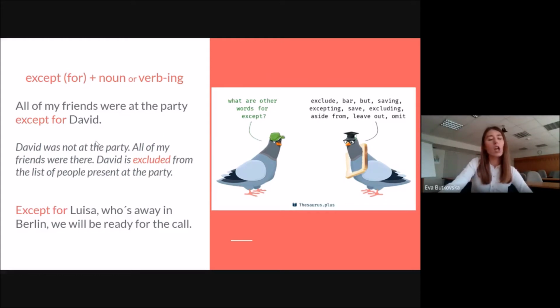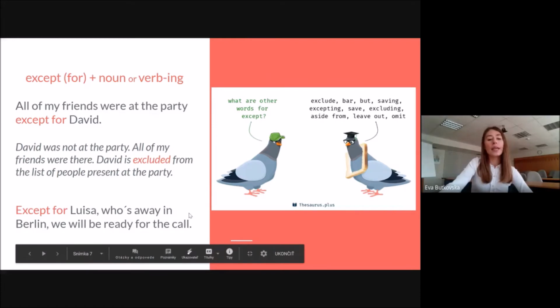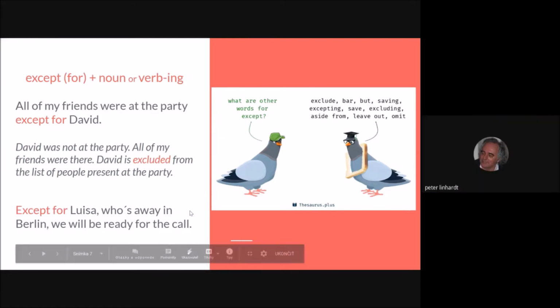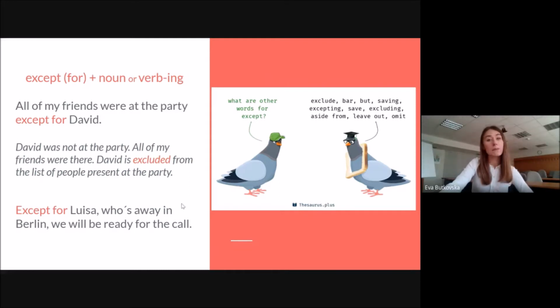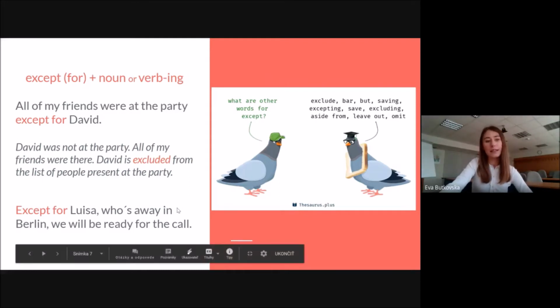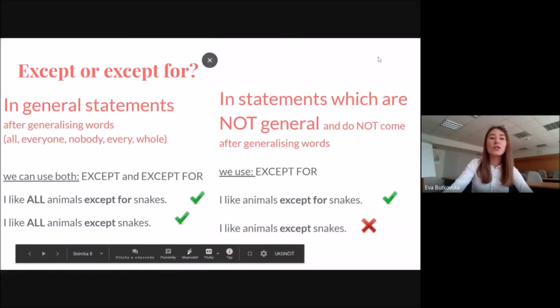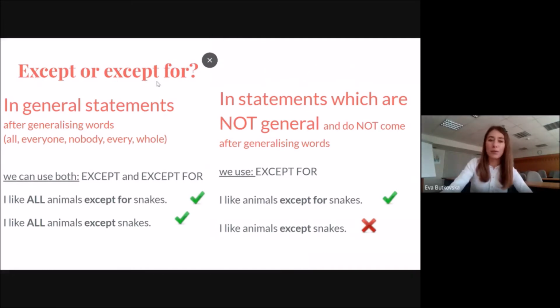Except for has a lot of synonyms and similar meaning verbs or prepositions. Except for Luisa, who is away in Berlin, we will be ready for the call. And like in besides, you can use except for in any part of the sentence you want, in the beginning, in the middle, or at the end of the sentence. So, and now let's talk about when to use except and except for.